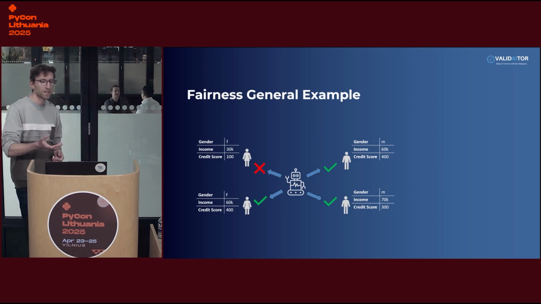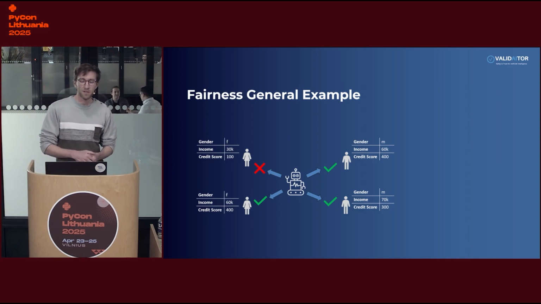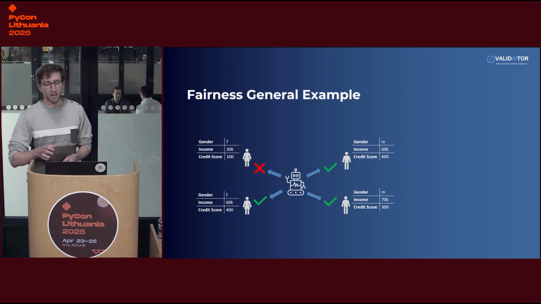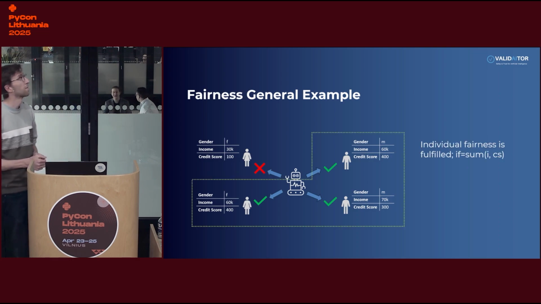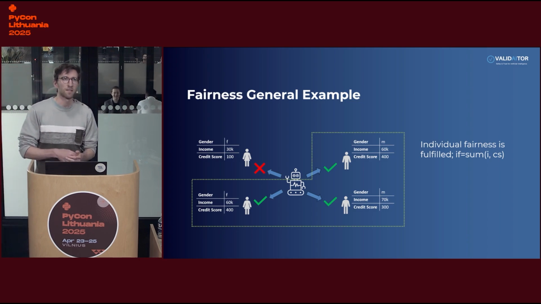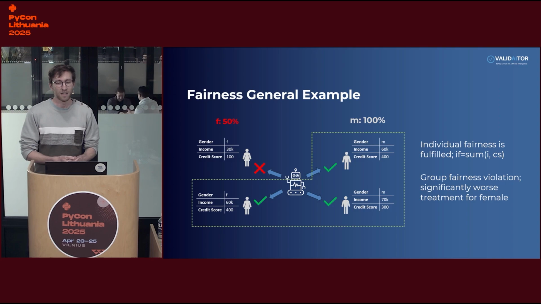We have a loan example. So there's an LLM application that provides loans for some users, or it decides if the users receive a loan. And we have three customers who receive this loan because they all have a similar income and a similar credit score. This is fair on an individual level. But if we look at the groups, we see clearly that the males are treated differently than the female group. So on a group fairness level, this is not fair.